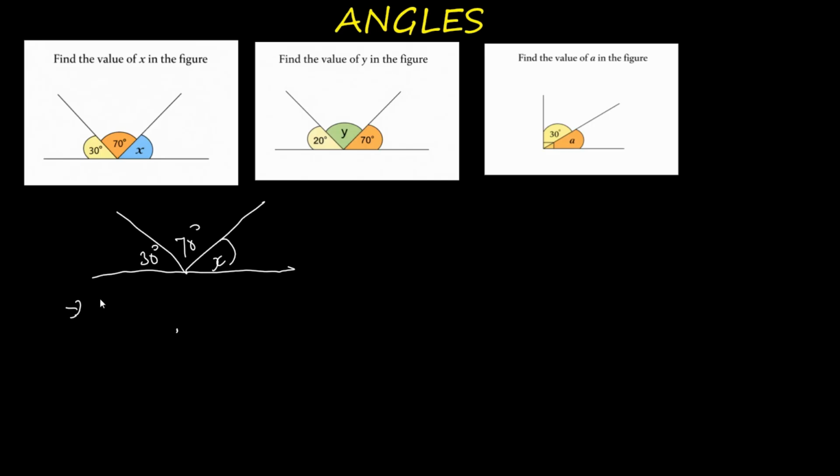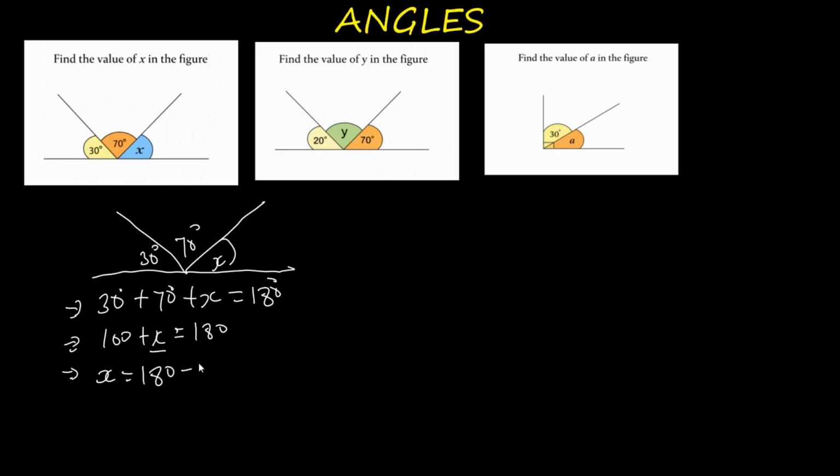So which means that 30 plus 70 plus x is equal to 180 degrees. So all these angles sum up to 180 degrees, and so we go ahead and find the value of x. 30 plus 70 is 100, plus x, which is equal to 180. So we want the x to stand alone. We are going to move the 100 to where the 180 is. So we are going to have x is equal to 180 minus 100. 180 minus 100 is 80 degrees. Therefore, the value of x is 80 degrees.